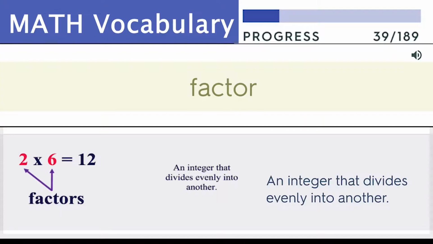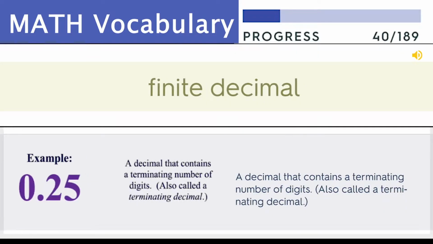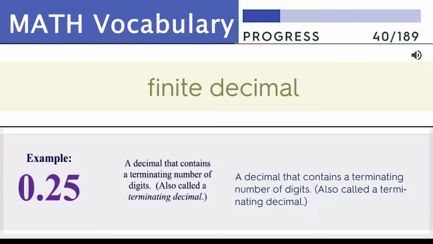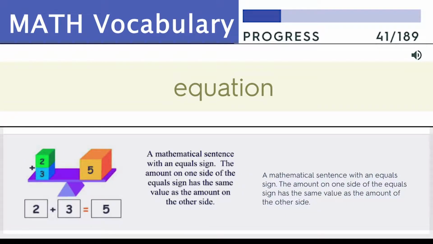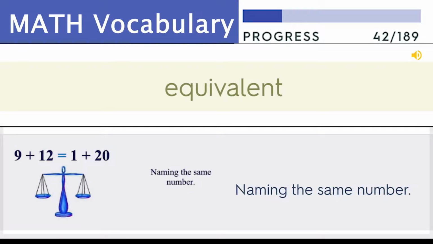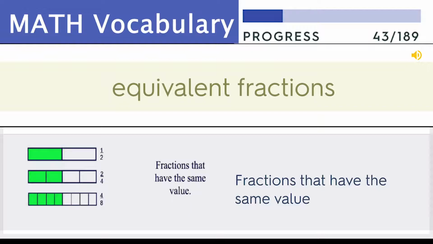Factor. An integer that divides evenly into another. Finite decimal. A decimal that contains a terminating number of digits. Equation. A mathematical sentence with an equal sign. The amount on one side of the equal sign has the same value as the amount on the other side. Equivalent. Naming the same number. Equivalent fractions. Fractions that have the same value.